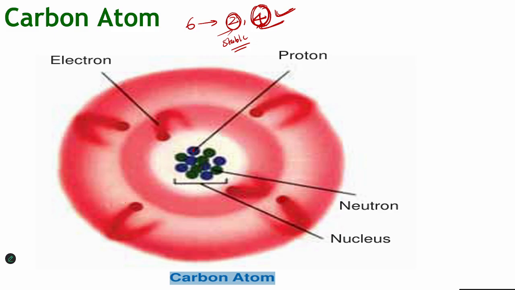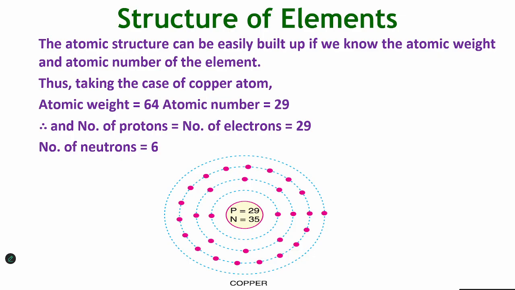Shall I move forward? Next, suppose you take the copper atom. Is copper a metal or non-metal? Copper is a metal. What is the atomic number? The atomic number is 29. The atomic weight is the number of protons and neutrons. The atomic weight is 64.